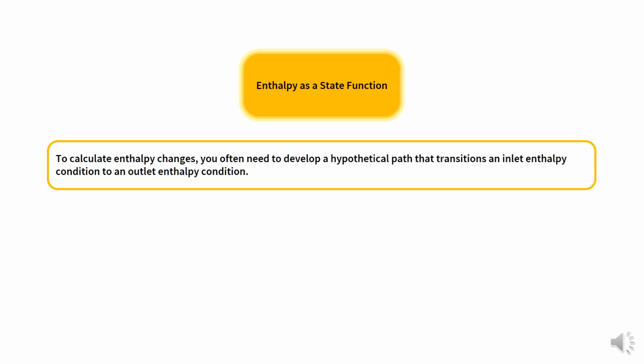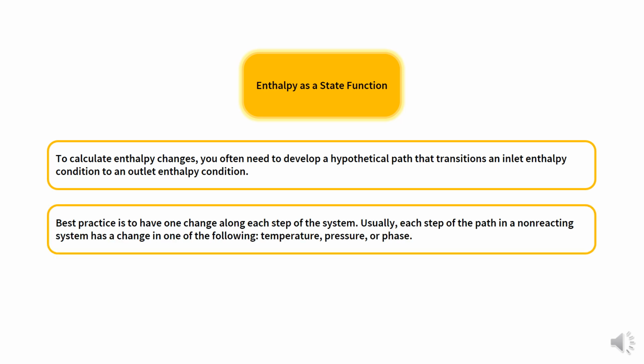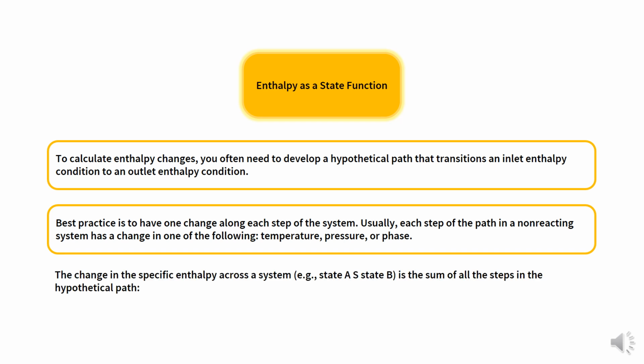To calculate enthalpy changes, we often need to develop a hypothetical path that transitions an inlet enthalpy condition to an outlet enthalpy condition. Best practice is to have one change along each step of the system. Usually, each step of the path in a non-reacting system has a change in one of the following: temperature, pressure, or phase. So the change in the specific enthalpy across the system is the sum of all steps in the hypothetical path and can be written as the equation below.